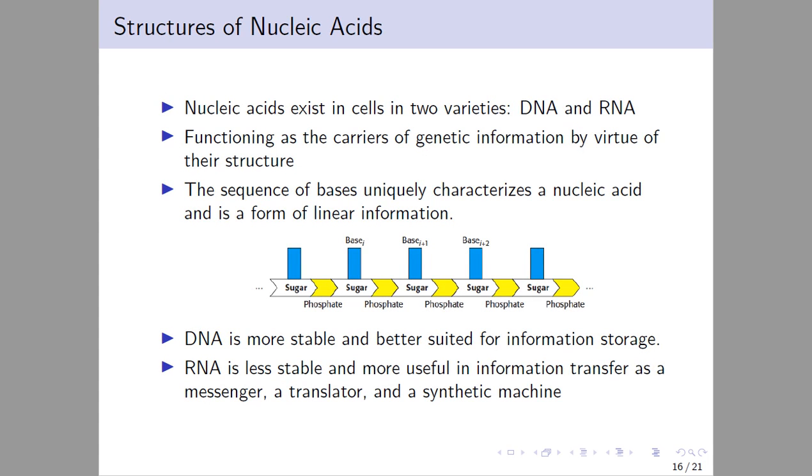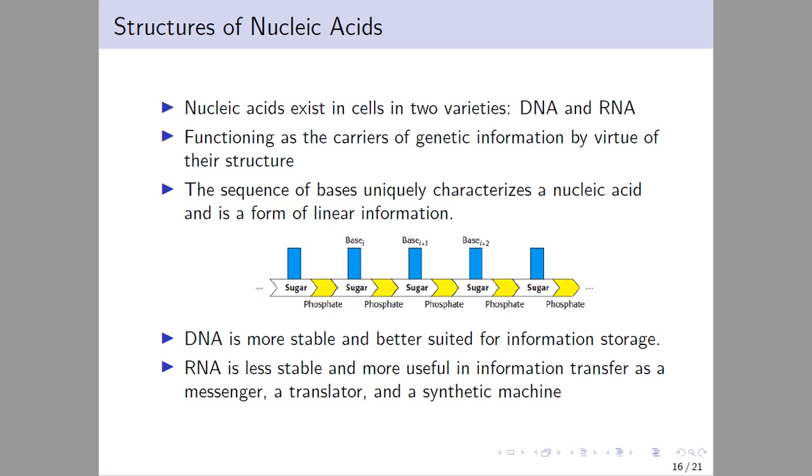So the last one is the structure of nucleic acid. Like in lecture number 2, nucleic acid exists in the cell in two varieties: DNA, deoxyribonucleic acid, and RNA, ribonucleic acid. It functions as the carrier of genetic information by virtue of its structure. And the sequence of bases usually characterizes a nucleic acid and is a form of linear information. Okay, so this is sugar, phosphate, base, base, and base.